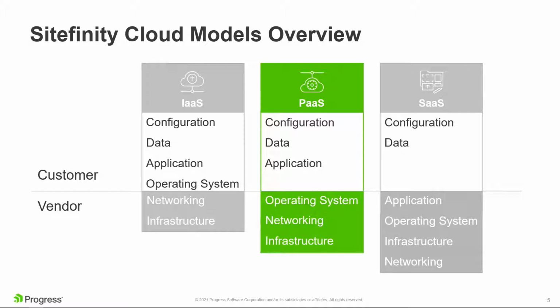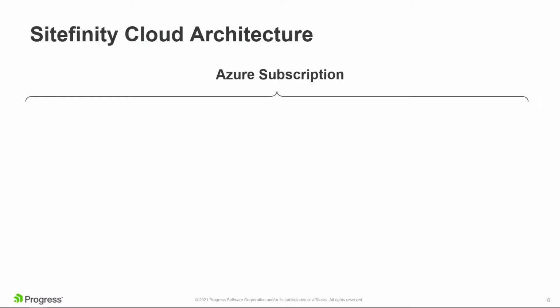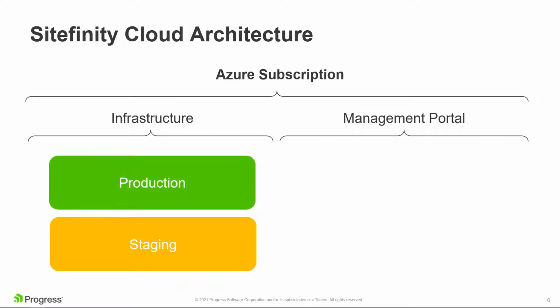So let's dive in a little bit into the architecture that we decided on to deliver this cloud model to you. All the subscriptions that we leverage to provision Sitefinity Cloud accounts are owned and managed by Progress. To ensure the uptime of your website, we need to have full control. The subscription consists of an infrastructure and management portal. The infrastructure also consists of a production and staging environment. The management portal is also built on top of Azure DevOps and is the place where you can have complete visibility over the whole process, from development to deployment to production.